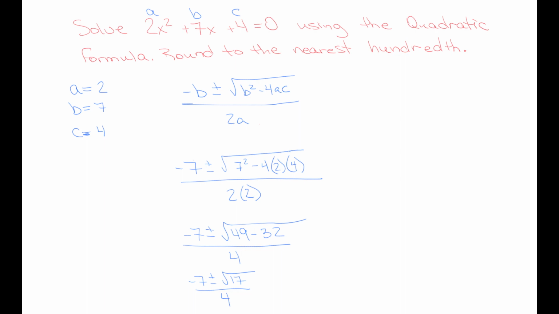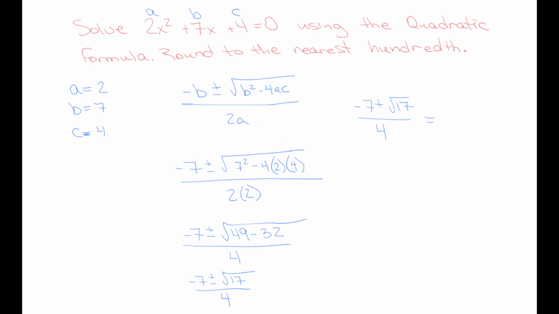Now I am going to show you how to put this in your calculator in class, but you can do all of this at the same time, or you can do it piece by piece, whichever you'd rather. If you put the square root of 17 by itself in your calculator, do not round anything until you get your final answer. So you would put negative 7 plus the square root of 17, enter, divided by 4.